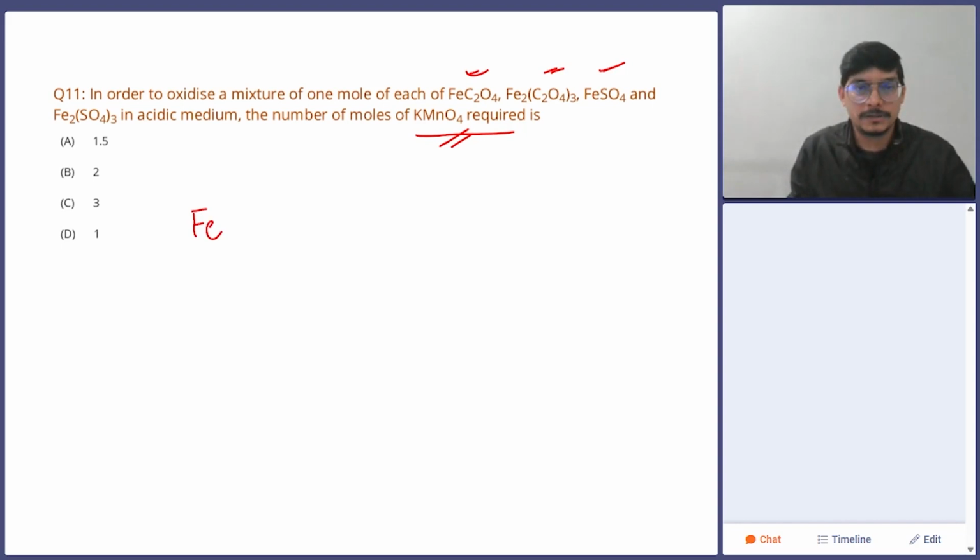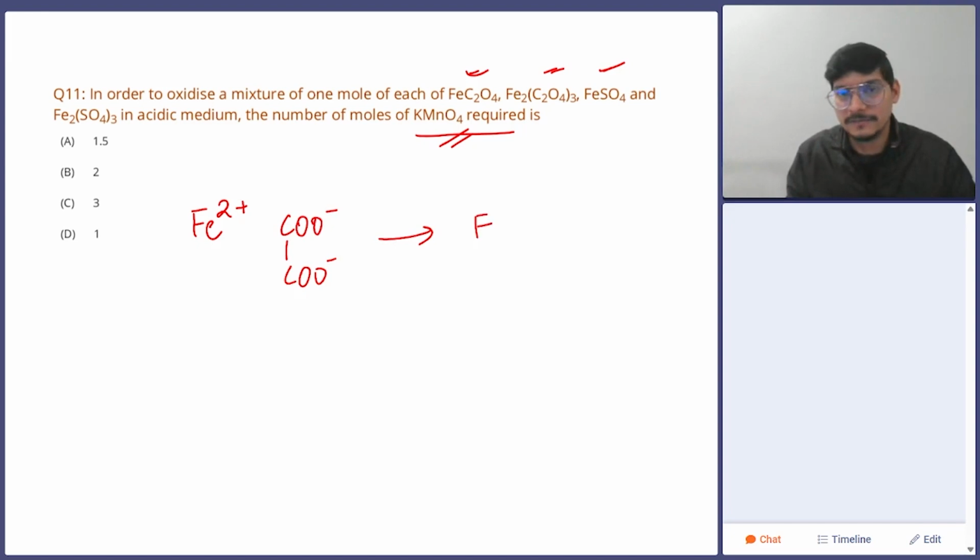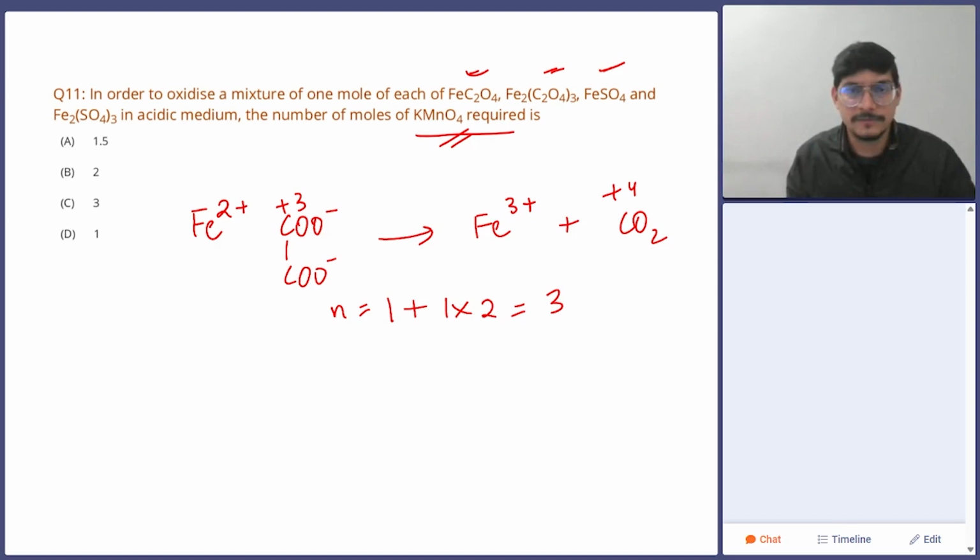So let's split it. Ferrous oxalate is Fe2+ and oxalate. In this reaction, ferrous is oxidized to ferric, and the 2 carbons of oxalate are oxidized to carbon dioxide. You can calculate the oxidation number. Iron goes from +2 to +3, so 1 electron is lost, and carbon goes from +3 to +4, so 1 electron is lost. But don't forget there are 2 carbon atoms, so a total of 3 electrons are lost by ferrous oxalate.